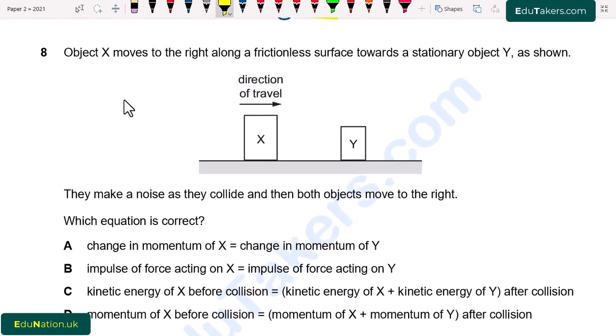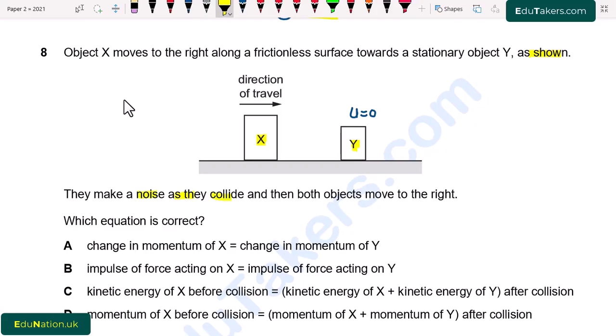Question number 8. Object X moves to the right along a frictionless surface towards the stationary object Y as shown. So here we have two objects X and Y. X is moving towards Y while Y is stationary. It means that its initial velocity is equal to 0.